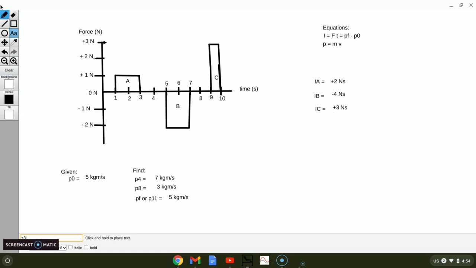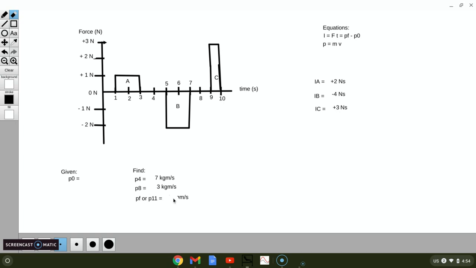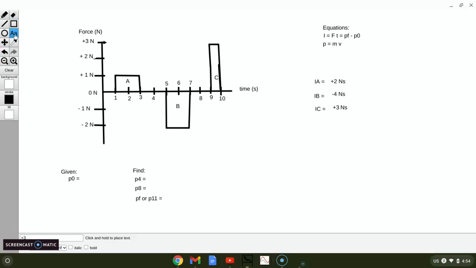And so now on this next given, things will be a little bit different. This is a little bit more what you'll see on a quiz or the test. So let's try this again. After I give you the given, go ahead and hit pause and then figure out what the answers are. Let's start this one with 3 kilogram meters per second. So go ahead and hit pause, figure out P4, P8, and final momentum.